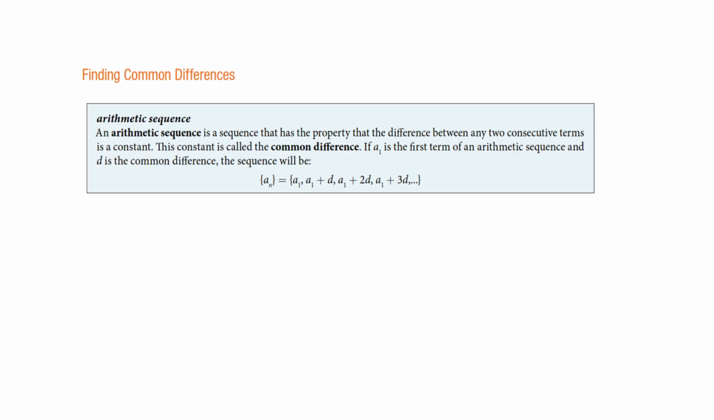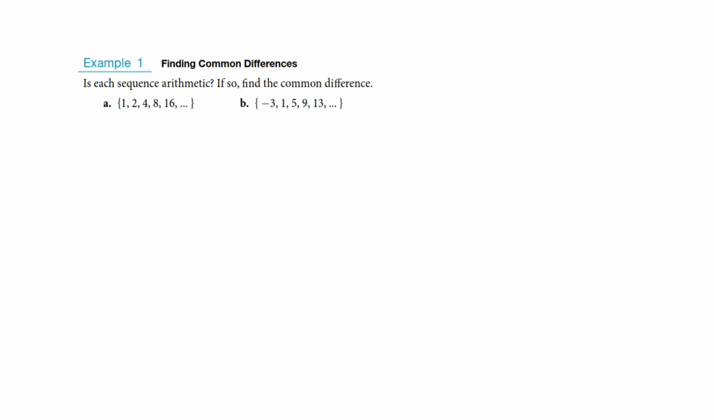In 9.2, we're continuing with sequences, and we're going to take a look at an idea called an arithmetic sequence. What's happening here is that we are constantly adding the same number to each iteration of the sequence. And so there's a common difference between each of the numbers. So let's take a look.